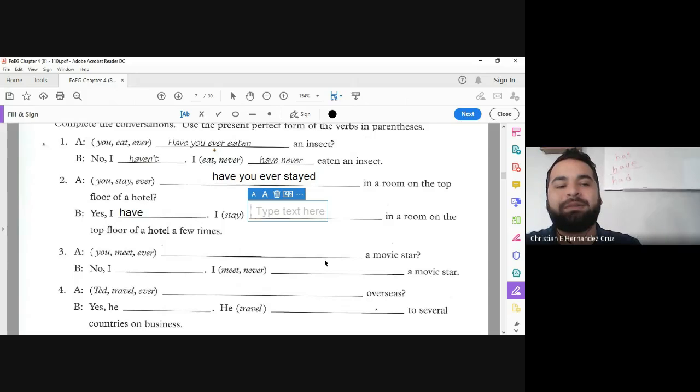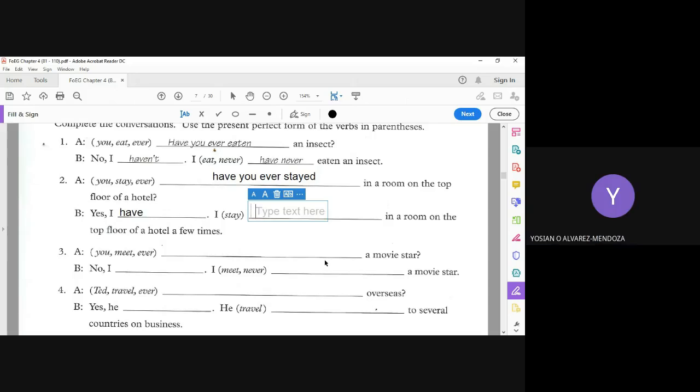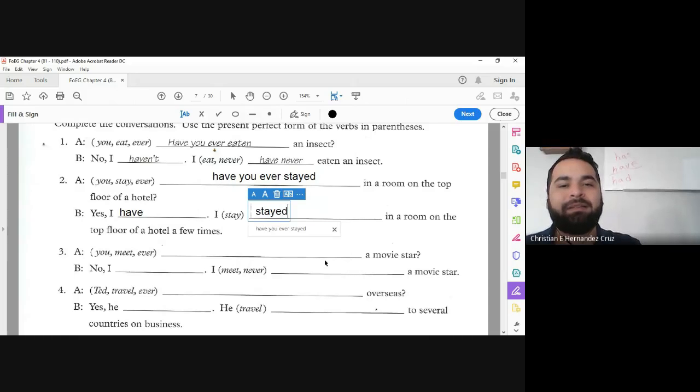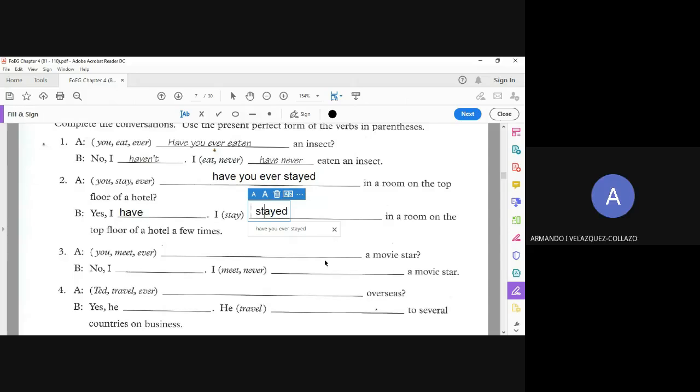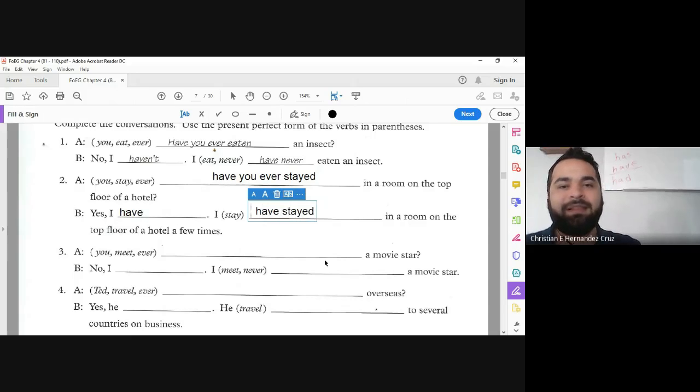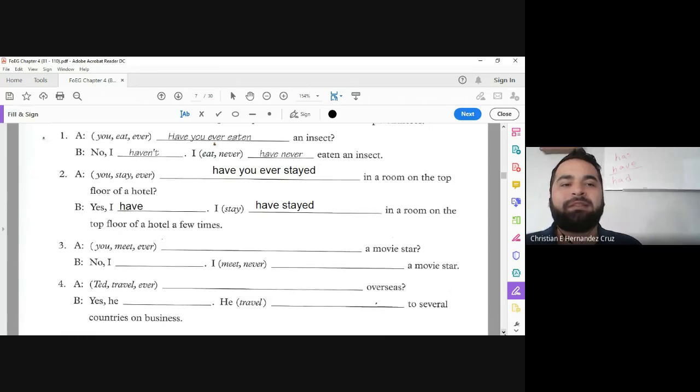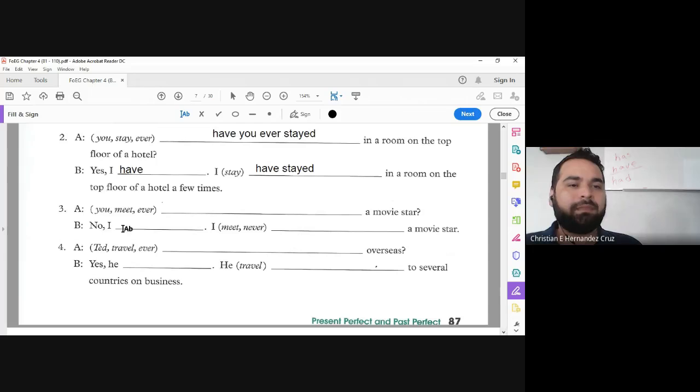So how do we complete this one? I stayed. Okay, stayed, but we still need something to make it the perfect tense, which is have. Stayed. There you go. Yes, I have stayed in a room on the top floor of a hotel a few times. Okay, fantastic. Thank you.